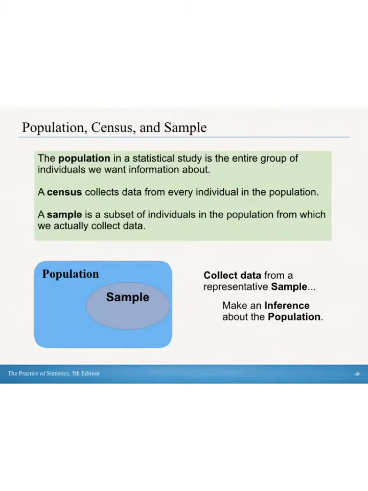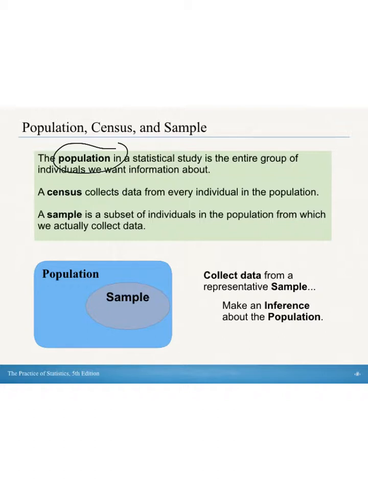So when we're creating a study, we want to find information about a population, and that population could be as small as 5 goldfish in a bowl, and it can be as large as the world's population. From there, we want to collect data on that population, and when we collect data from every single member of that population, that is called a census.